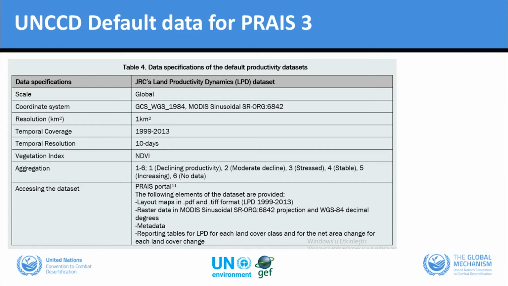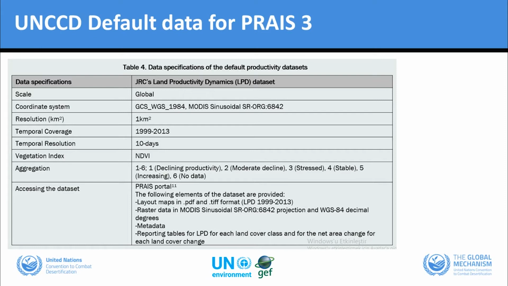First, declining productivity. The second one, moderate decline. The third class is stressed. The fourth class is stable. The fifth class is increasing. And the sixth class, no data, which covers the places where there is no information about land productivity.